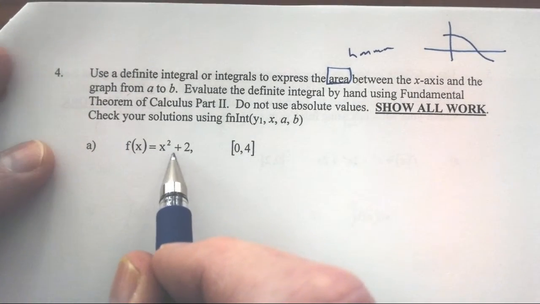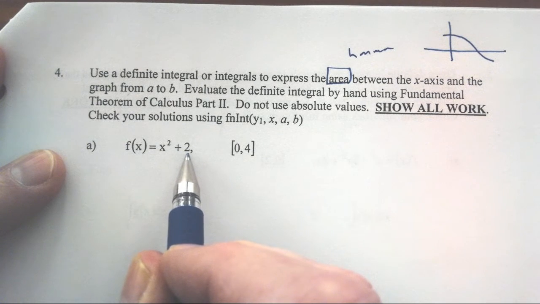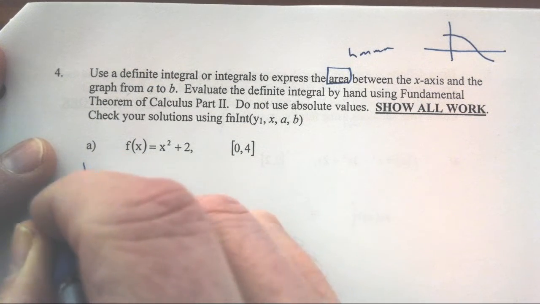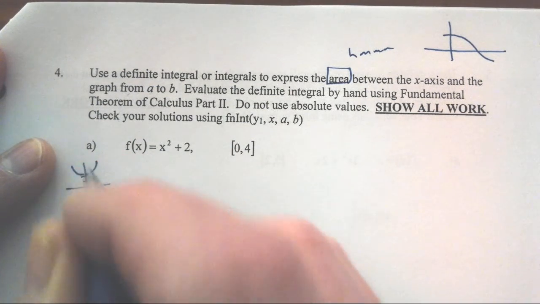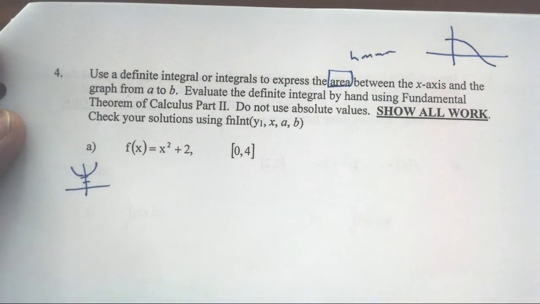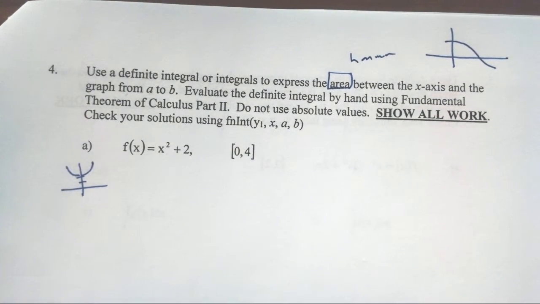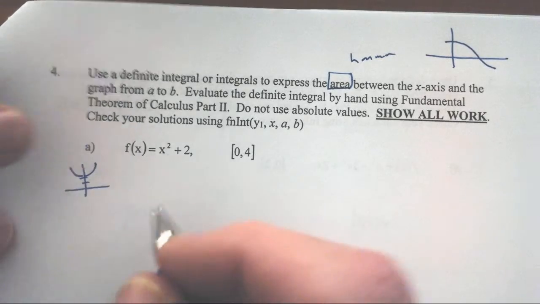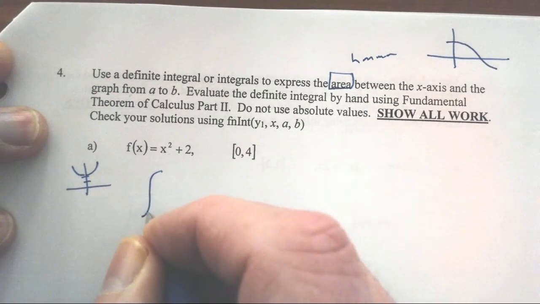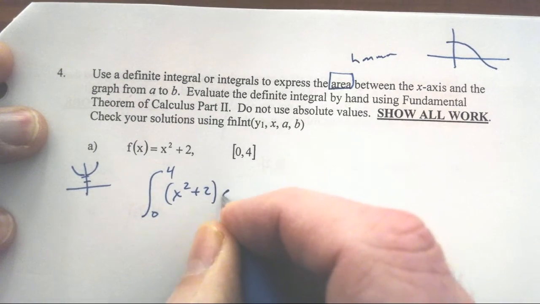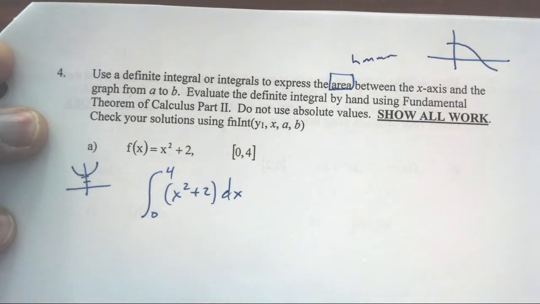Now, this function does not dip below 0. We just dealt with this function. It is up 2 and is a right side up parabola. It looks just like x squared except up 2. So we don't have any fear of having to partition this as we might on a later problem. So here we go: the integral from 0 to 4 of x squared plus 2 dx, all of it.